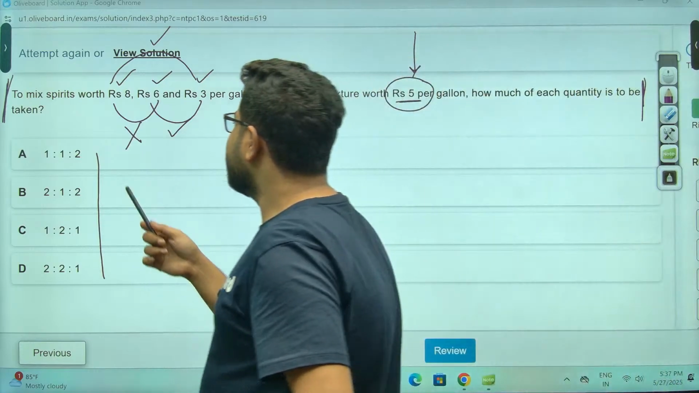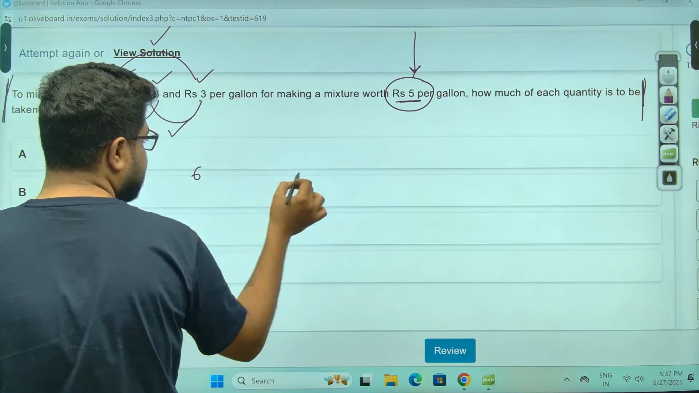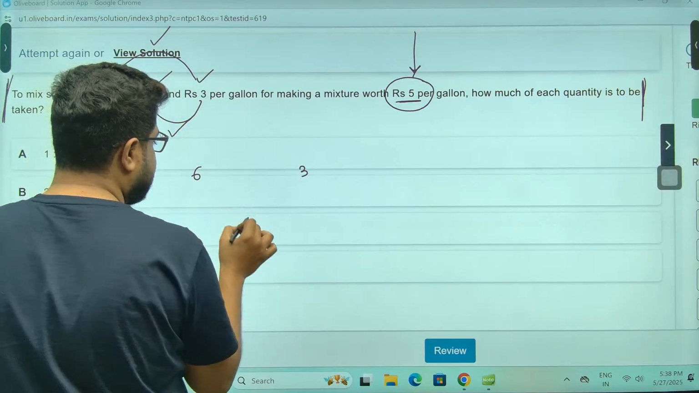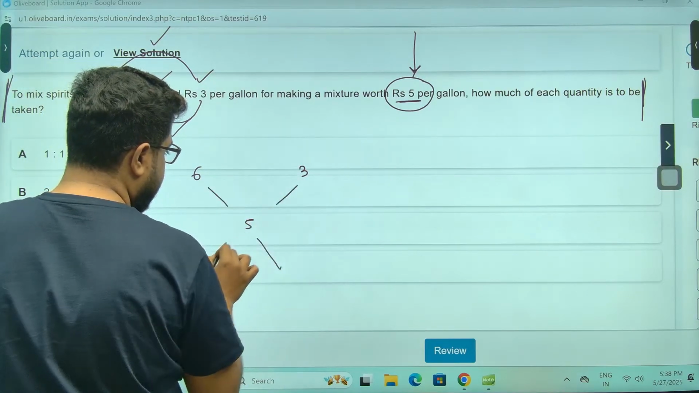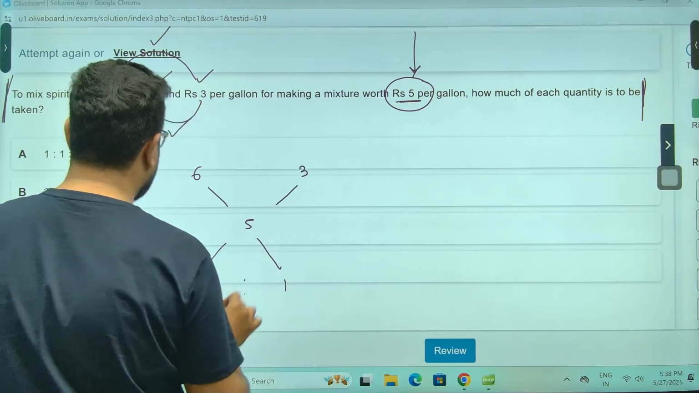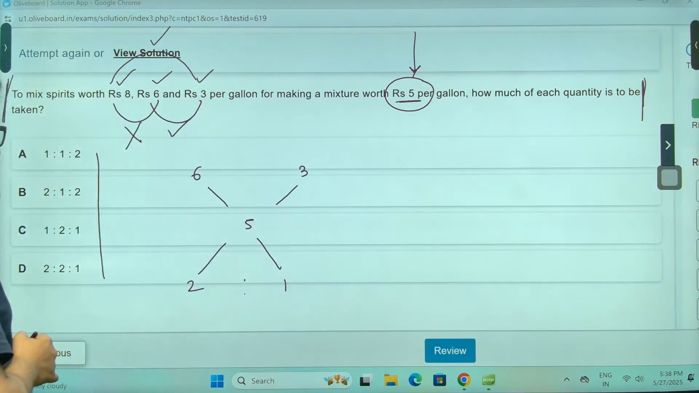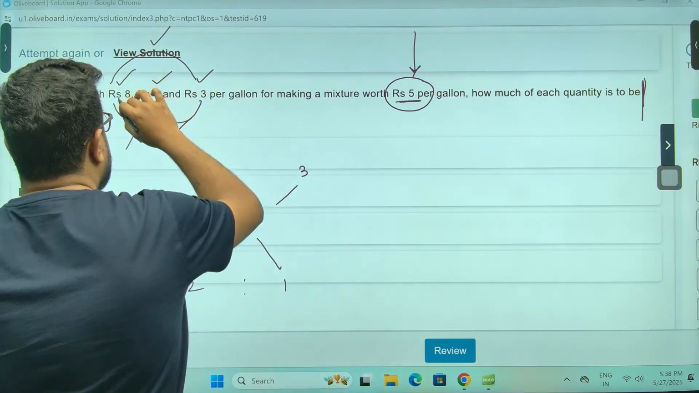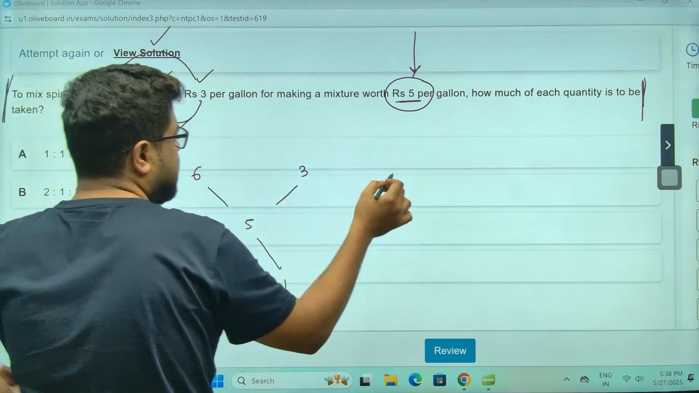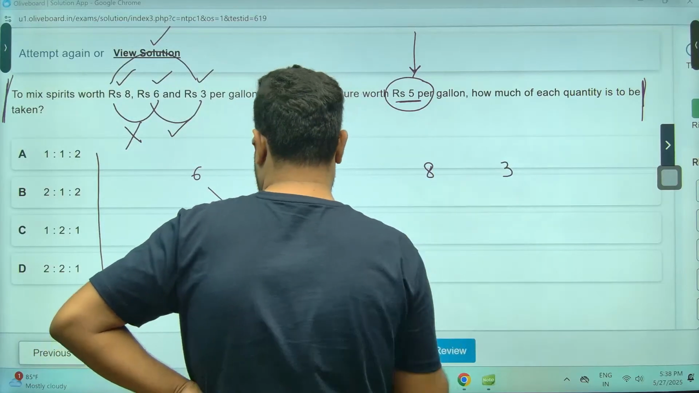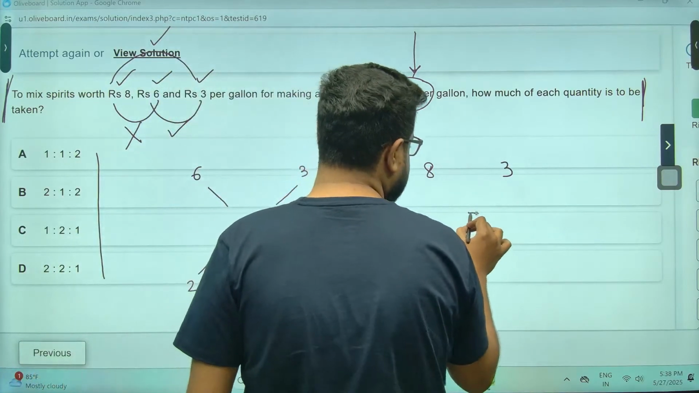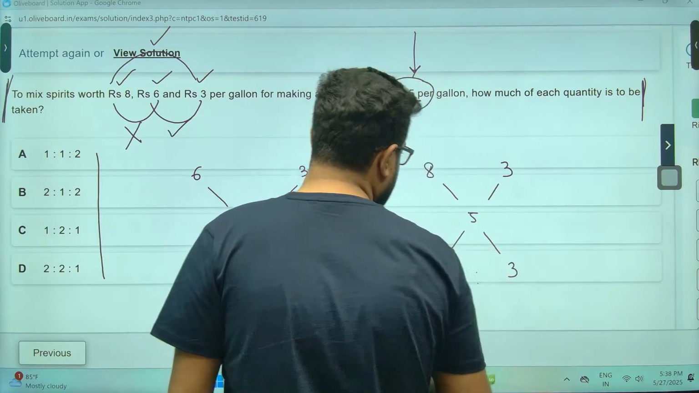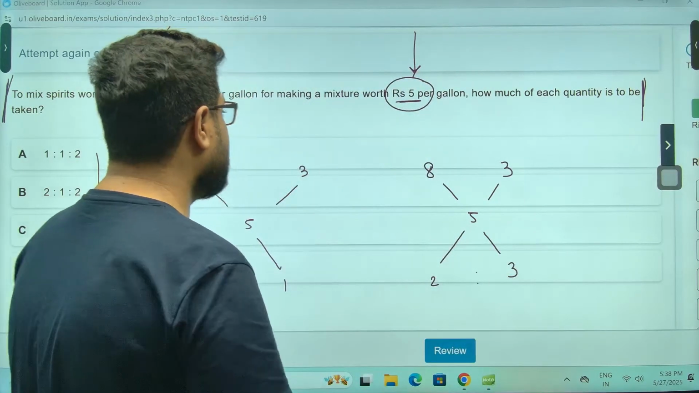Okay, take 6 and 3. 6 here, 3 here. So this is second versus third. Second versus third and 5 is middle. So this is 2, this is 1. 2 ratio 1 for second versus third. And now I'll take, sir, what? 8 and 3, sir. 8 and 3 if you take, 5 is middle. This is 3. This is 2. 2 ratio 3, sir.